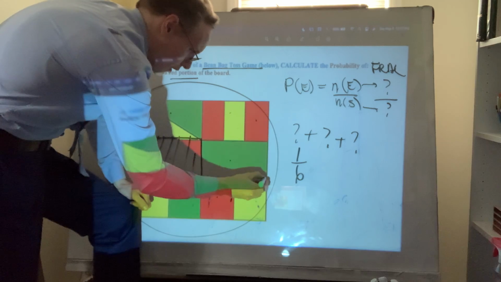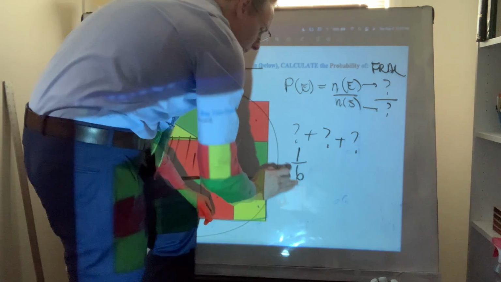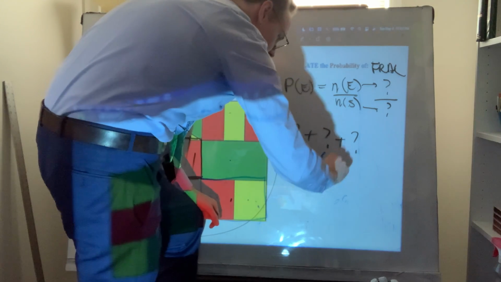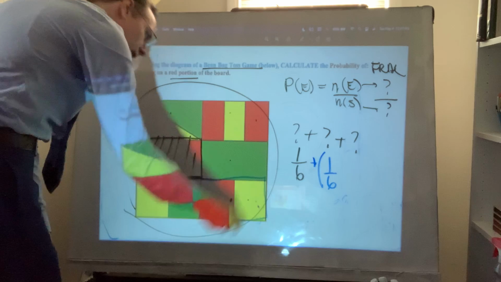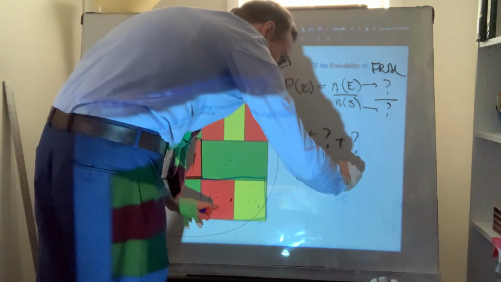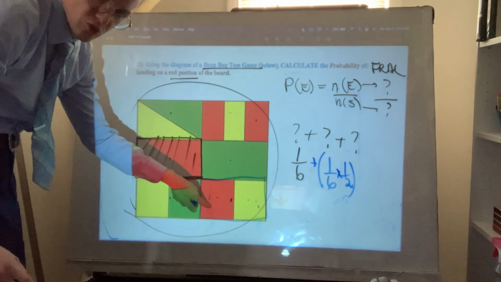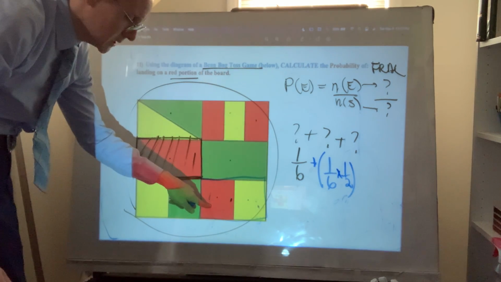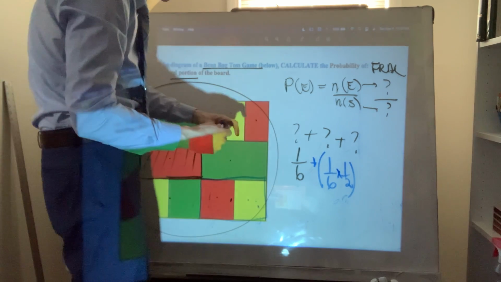This would be another 1/6, right? But we'd have to modify something. It would be 1/6 out of the whole area, but it's half of it. So it's 1/6 times a half, to figure out just what this square would be proportionately. Then when you get to these up here, something similar.